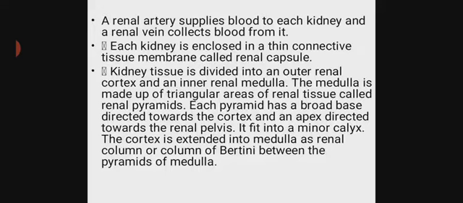The medulla is made up of triangular areas of renal tissue called renal pyramids, and each pyramid has a broad base directed towards the cortex and an apex directed towards the renal pelvis, and it fits into a minor calyx. The cortex extends into the medulla as renal columns, or columns of Bertin, between the pyramids of the medulla.